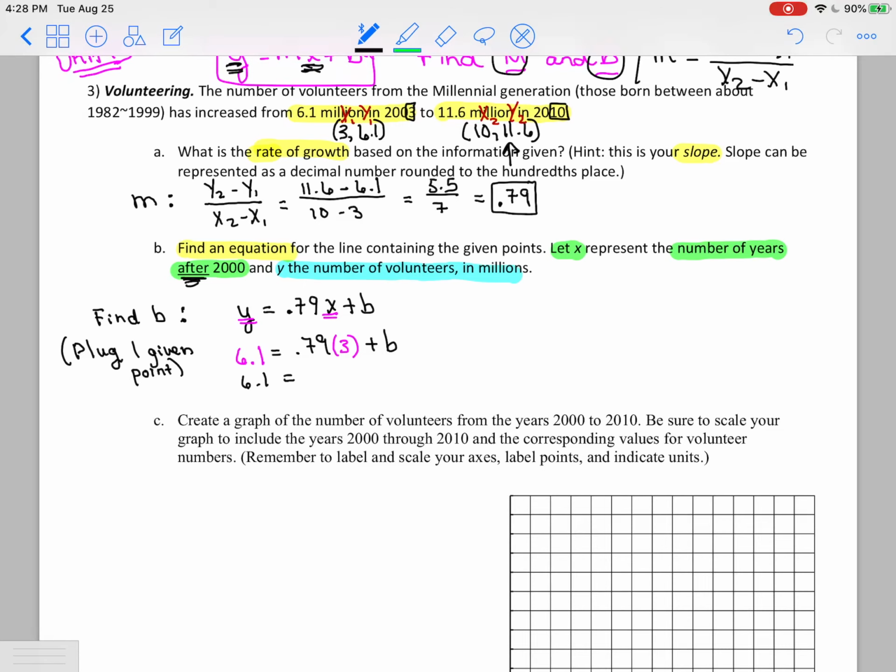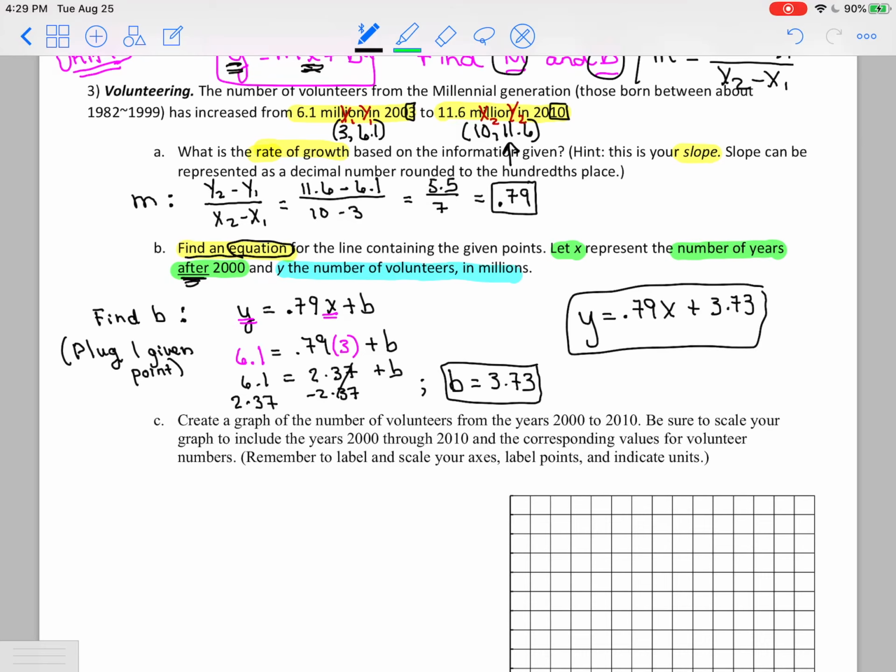6.1 is equal to 0.79 times 3. It's going to give me 2.37. And if I subtract 2.37 from both sides, that's going to give me 3.73 for b. And since it's asking me to find the equation, we can't forget that we have to put it into equation form. So we're going to have y is equal to 0.79x plus 3.73.